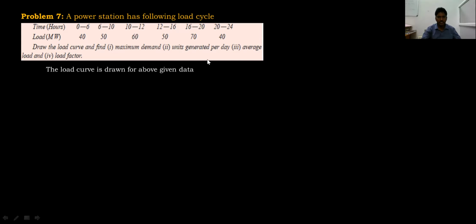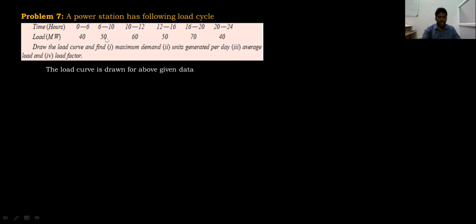And units generated from the load curve: how can we find them? The area under the load curve gives the number of units generated per day, because the x-axis is time and the y-axis is megawatts. Megawatts times hours under the load curve gives megawatt hours, which we can convert to kilowatt hours, that is, units generated per day. The total area under the curve divided by 24 gives the average load. Load factor means average demand divided by maximum demand. Average demand we already got from units generated per day divided by 24.